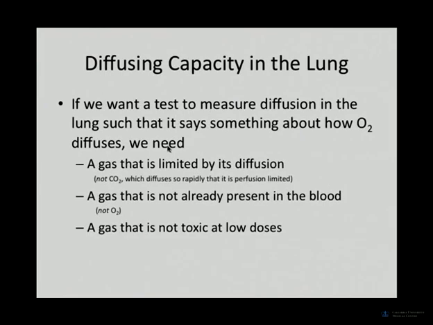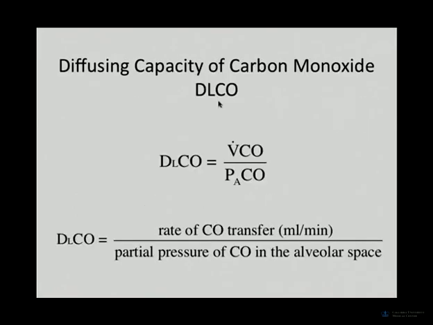So if we want to pick a gas, what gas are we going to pick? We want to pick a gas that has some diffusion limitation. We don't want a gas like carbon dioxide that diffuses so easily that it doesn't really tell us anything about the membrane. We want to measure something that's not already in the blood so that we can see how it's moving into the bloodstream from the alveolus without having to subtract out what's already in the blood. And we want something that's non-toxic at low doses. Believe me, this is actually carbon monoxide.